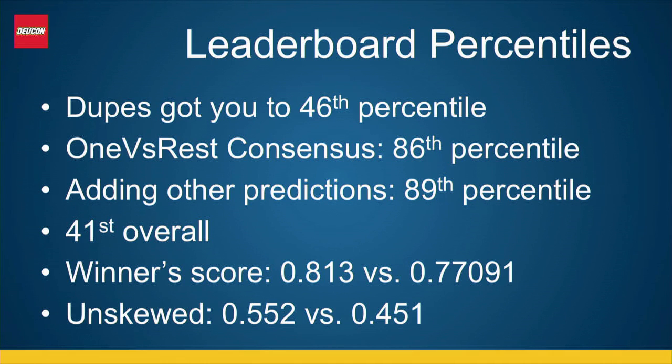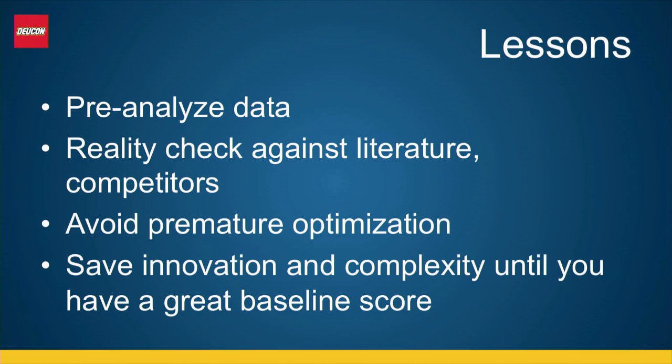This isn't like a glaring success, but it shows how hard it is to be at the top versus all the mistakes you can make along the way when you don't know what you're doing. So the lessons: pre-analyze the data, reality check against the literature and other competitors, avoid premature optimization. That cost me a lot of time and CPU lifetime. Save the innovation and complexity until you have a great baseline score. So do the dumb things first.